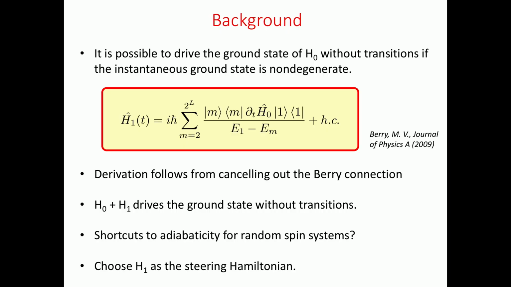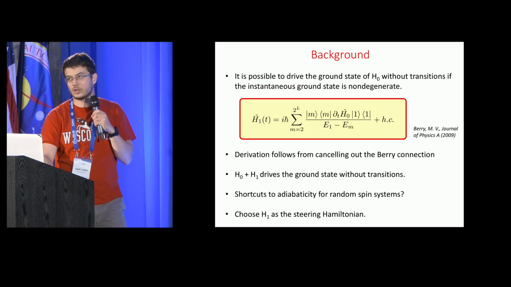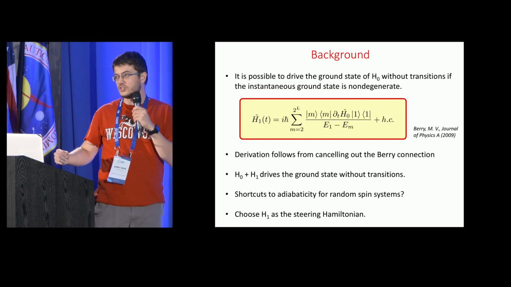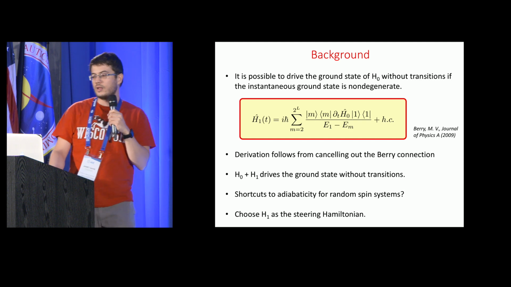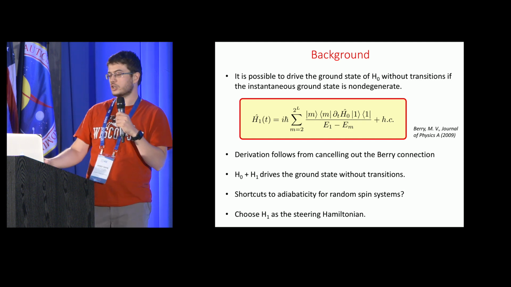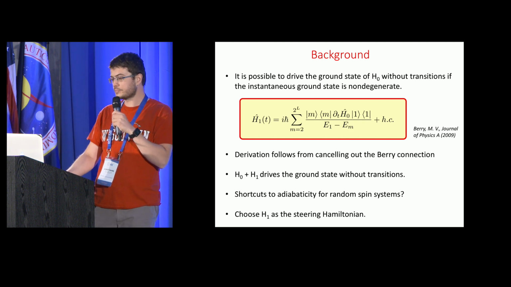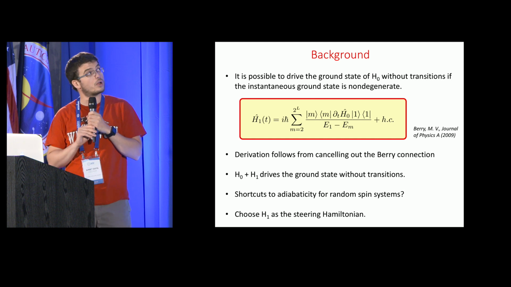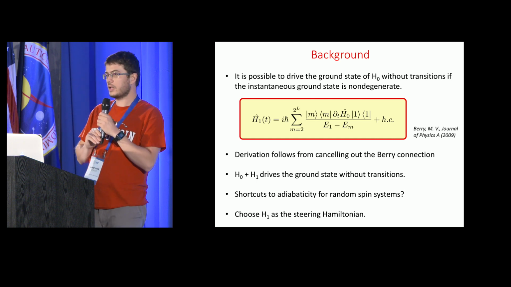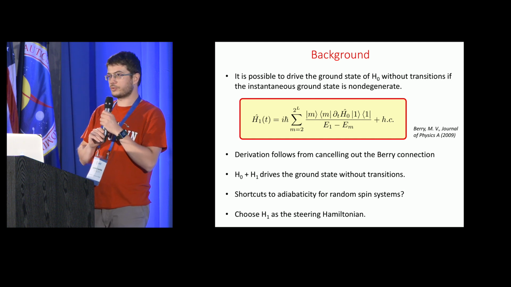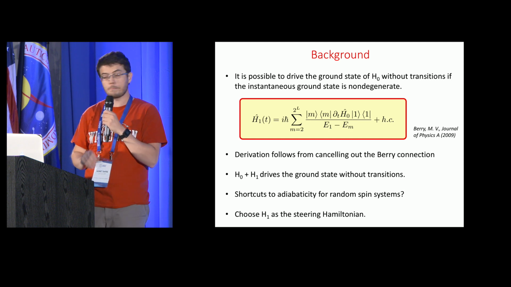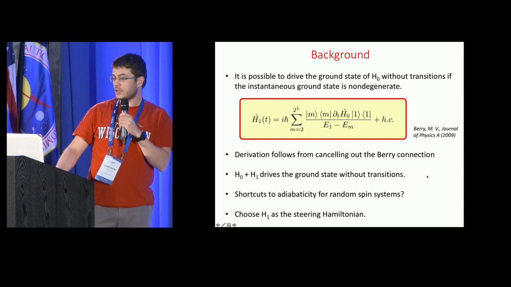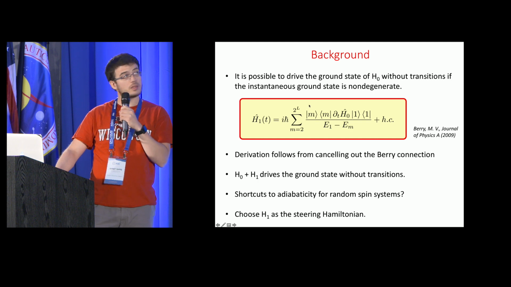So a little bit of background: it's possible to derive the ground state. We know that if it is non-degenerate, without any transitions in a short annealing time, it is based on the transitionless tracking algorithm. It is work done by Michael Berry. It's a method of shortcut to adiabaticity. We can write the algorithm for the ground state.